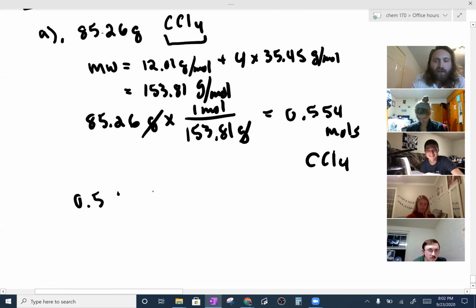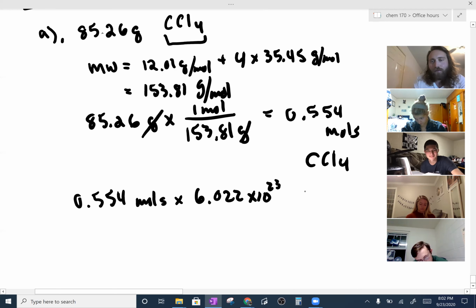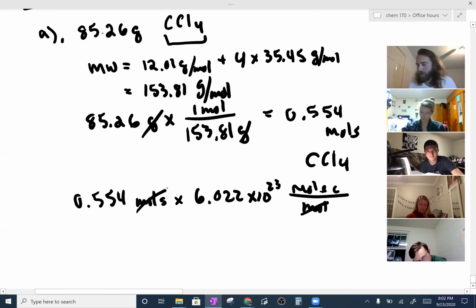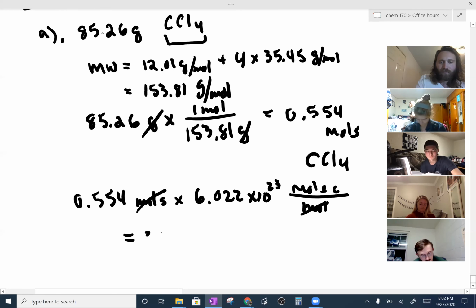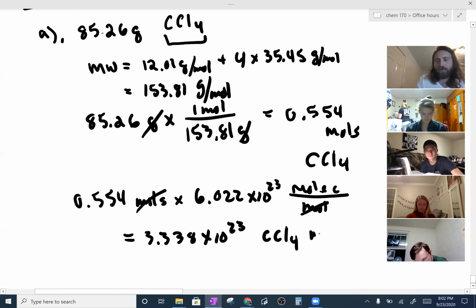0.554 moles of carbon tetrachloride multiplied by Avogadro's number, which is 6.022 times 10 to the 23rd molecules per mole. Okay, moles cancels out here, and I'm left with 0.554 times 6.022, which is 3.338 times 10 to the 23rd CCl4 molecules.